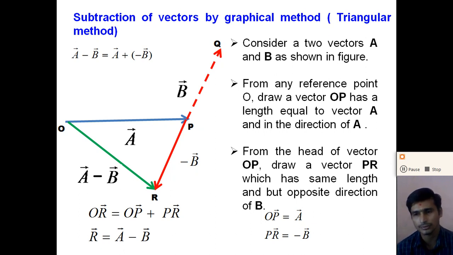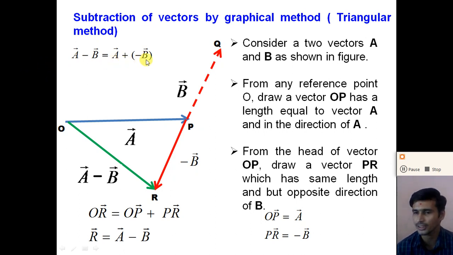So here, dear student, the subtraction of the two vectors is nothing but the addition of the first vector and the opposite of the second vector. If you want to subtract the two vectors, vector A and vector B, A minus B is equal to the addition of the vector A and the opposite of the vector B, that is the vector minus B. So subtraction can be represented in the form of addition like this, right? So A minus B is equal to A plus (minus B).